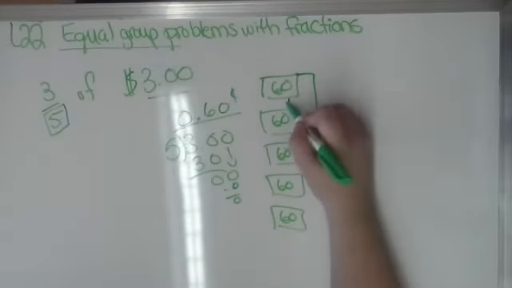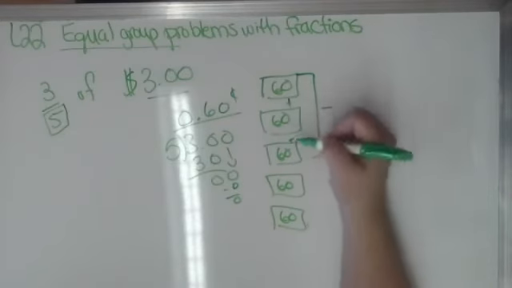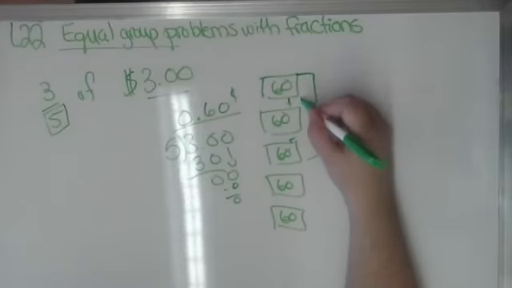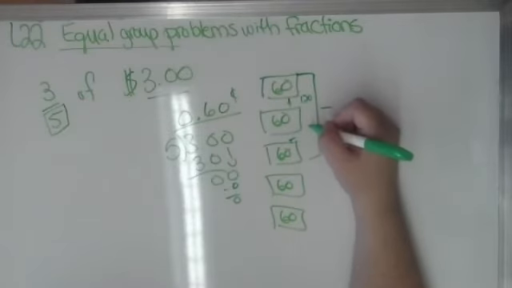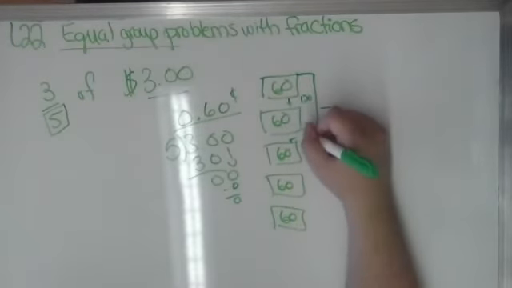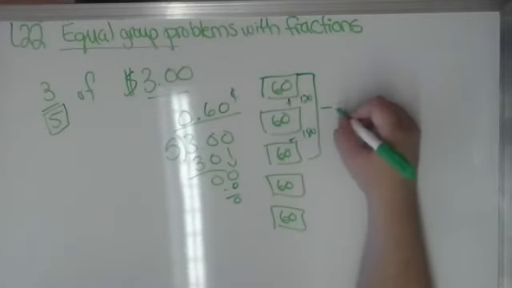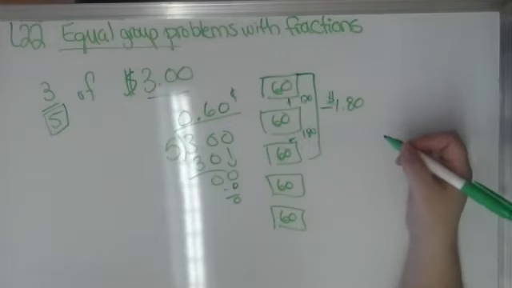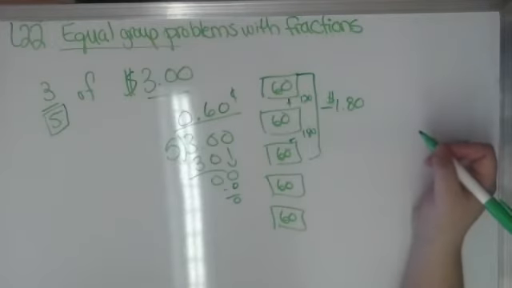So now I need to add and say 60, add 60, add 60. What is my answer? Well, 60 add 60 is 120. Add 60 is 180. So we have $1.80 is 3/5 of $3.